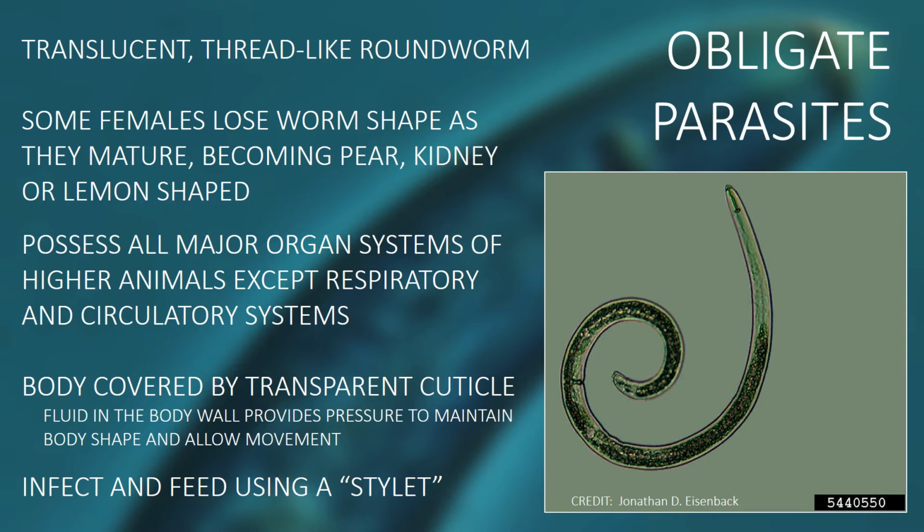Many of the females actually lose their shape as they mature and they become more of a pear, kidney, or lemon shape, like the root knot nematode. Plant parasitic nematodes possess all major organ systems of higher animals except for the respiratory and circulatory systems. Their body is covered by a transparent cuticle in which fluid in the body wall provides pressure to maintain body shape and allow movement. They infect and feed using a stylet.